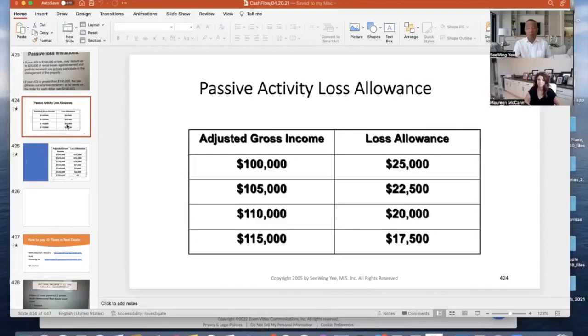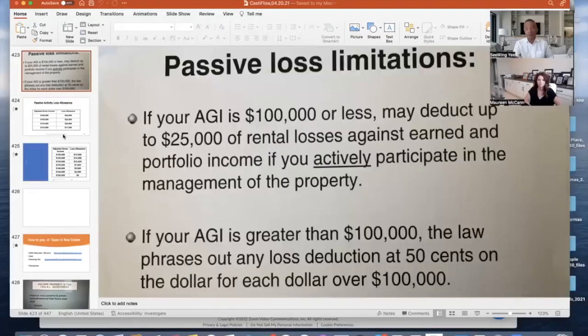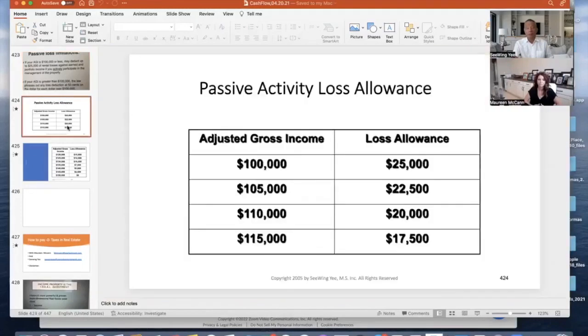So let me go through the passive loss limitations. I don't want to bore you, but this is important. If you make more than $100,000 of adjusted gross income, there's a passive activity loss allowance.